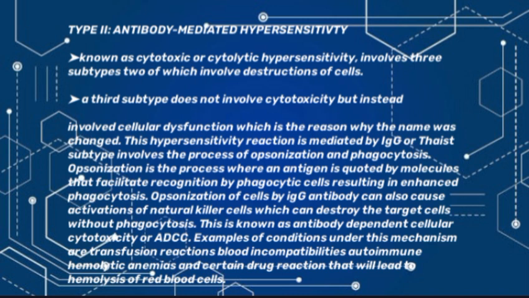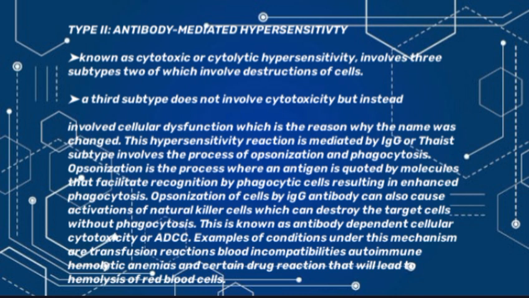Type 2 antibody-mediated hypersensitivity, known as cytotoxic or cytolytic hypersensitivity, involves three subtypes, two of which involve destruction of cells. A third subtype does not involve cytotoxicity, but instead involves cellular dysfunction, which is the reason why the name was changed. This hypersensitivity reaction is mediated by IgG or IgM.